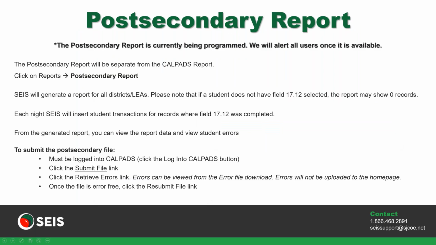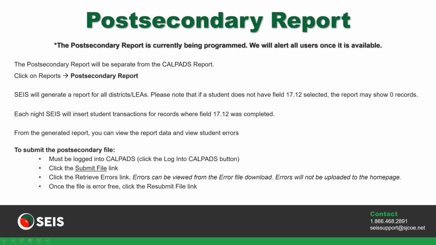As I had said, we are currently working on that report, but under the report section of the upper navigation bar, there will be a report for post-secondary report. What we're going to do on this one, because you're only making a selection in a field, and making a selection in a field and saving is not generating any type of transaction, is that once that report is available, we are going to actually generate the report for everybody. Now, generating the report does not mean that there will be any data in the report. It just means that we're generating it for you because only students that have a selection made in that field will pull into the report.